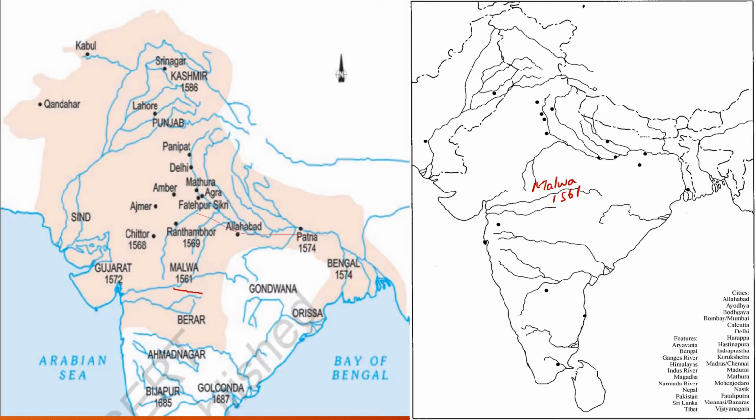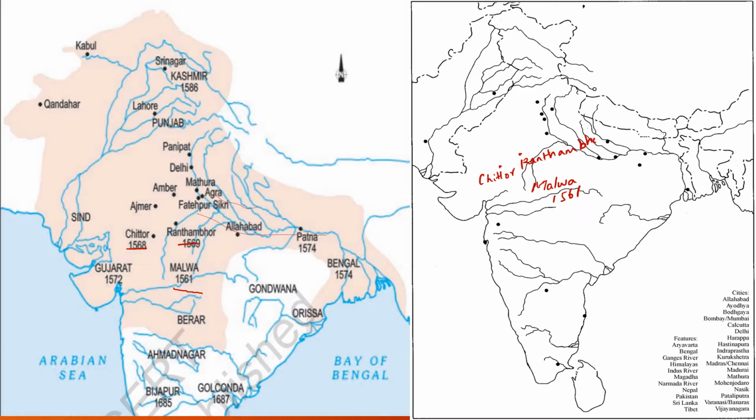First is Malwa, second is Ranthambore. Sorry, Chittur and Ranthambore. These are in the region of Rajasthan. Chittur you can mark in this part. Here comes Chittur, and somewhat above it comes Ranthambore.